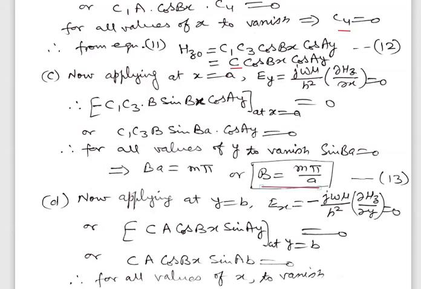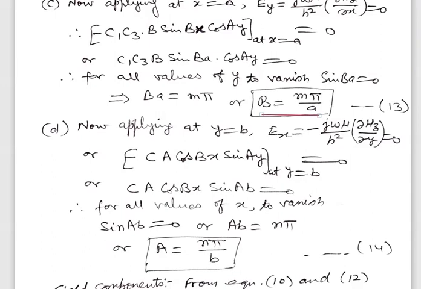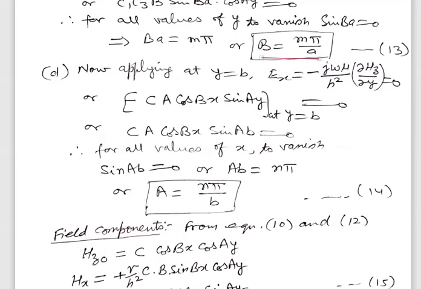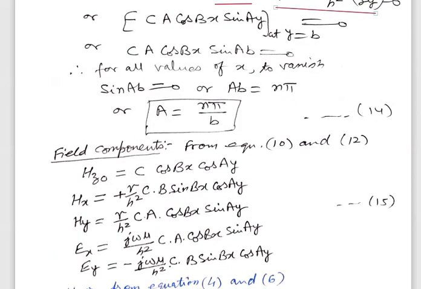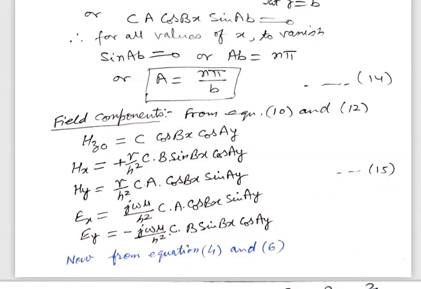Similarly, to obtain the value of the constant A, we will again apply the last boundary condition, that is at y equal to b, the value of Ex, which is the tangential component, will be 0. So by using a similar method, the value of the constant A comes out to be n pi upon b. It is interesting to note here that similar values of the constants A and B we have earlier derived for the TM mode also.